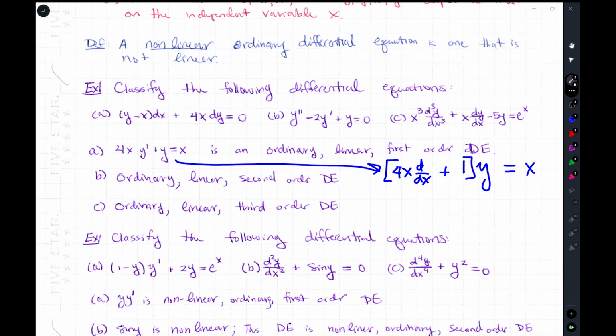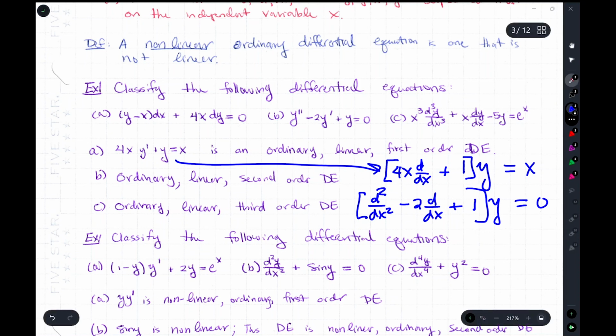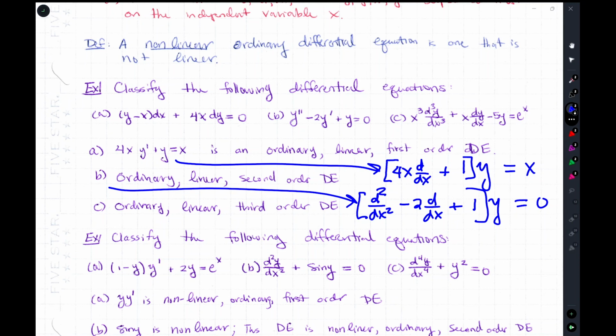What about B? B is also clearly linear. You can do the same thing, except here you would have this operation, d squared/dx squared minus 2 d/dx plus 1, times y, is equal to 0, okay? On the right-hand side, 0. But notice how we factor out that y, and nothing in the square brackets depends on y. This is for B. And by the way, B is second order because the highest derivative is second order. Okay? And ordinary because we only have one independent variable. What about C?